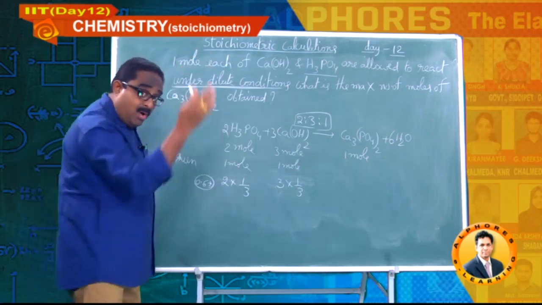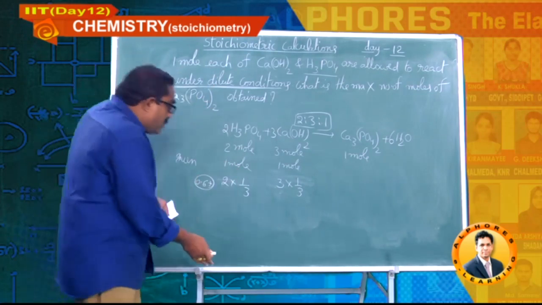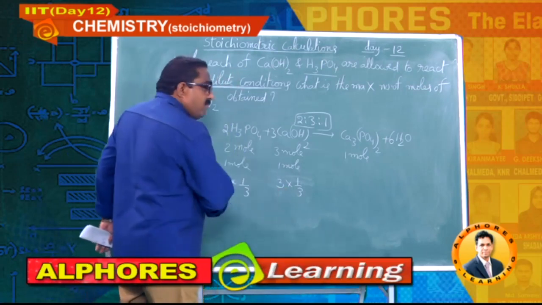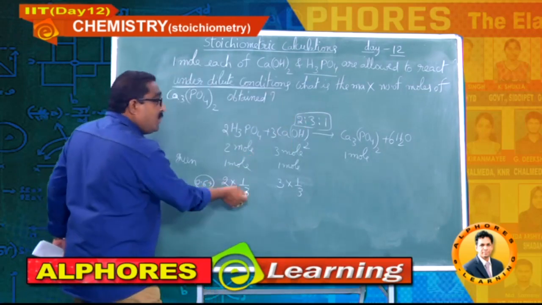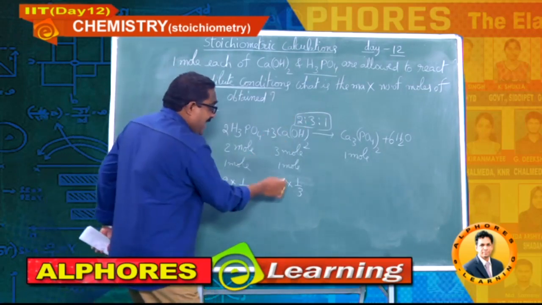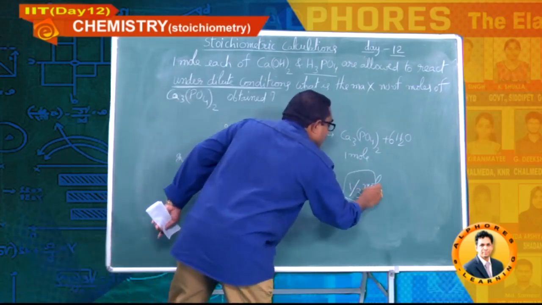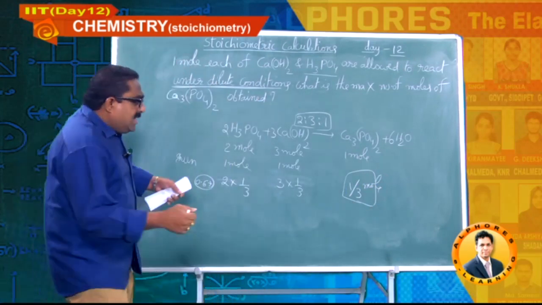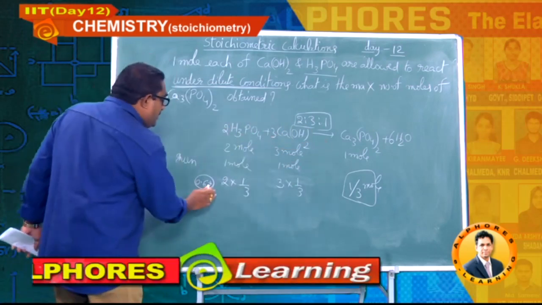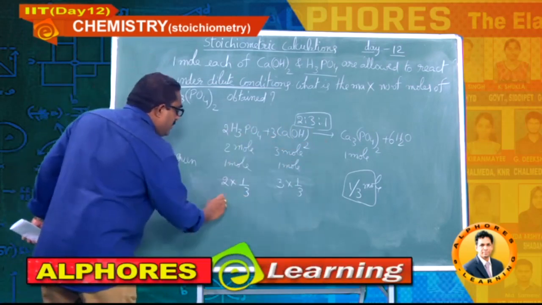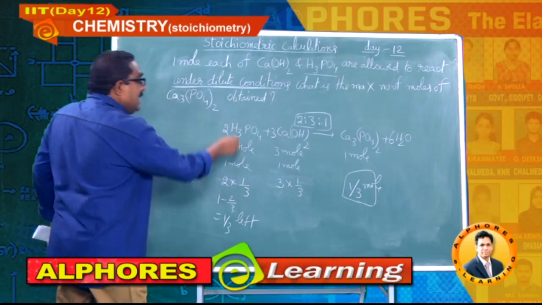Yes, he has given 1 mole. But the requirement here is only 0.67. So now you can proceed like this. What is the mole ratio, students? 2 is to 3 is to 1. 2 into 1 by 3 combines with 3 into 1 by 3, 1. So your answer is 1 by 3 mole. This is how to answer based on a logical approach. So how much excess out of 1 mole? 2 by 3 mole is reacted. So 1 by 3 is left unreacted.